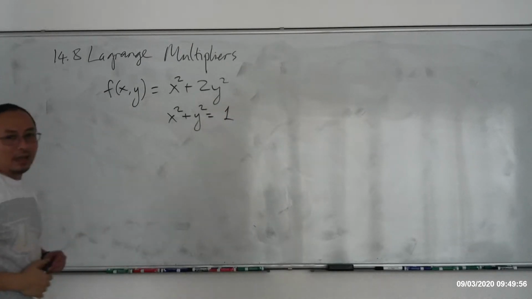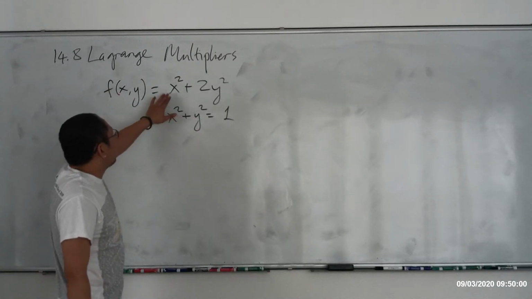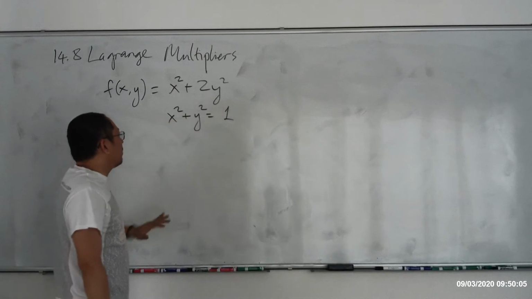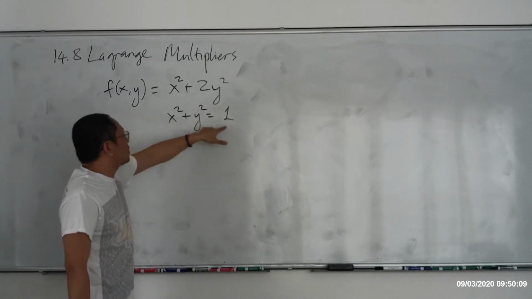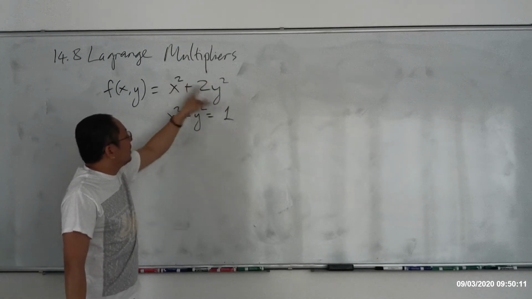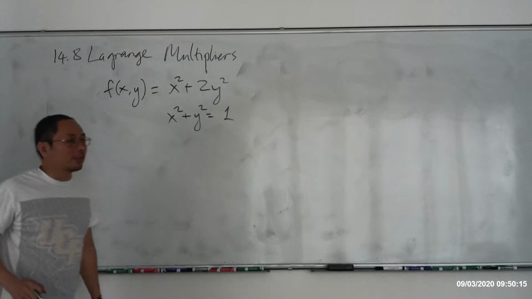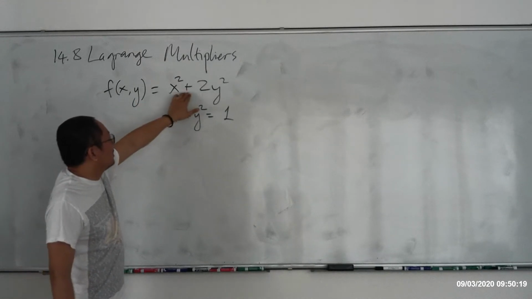So algebraically, if you don't want to do graphing, I want to find the maximum value of x squared plus 2y squared, but under one condition, x squared plus y squared equal to 1. So can I find the maximum of this value subject to this condition right here? Okay, that's the problem, but it's two variables. I'll tell you right away, this is going to be a problem.